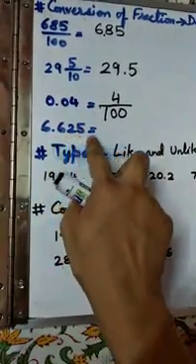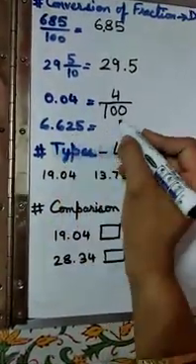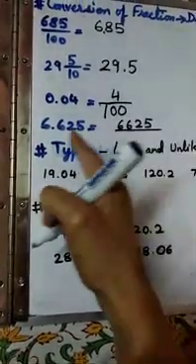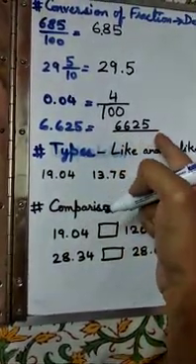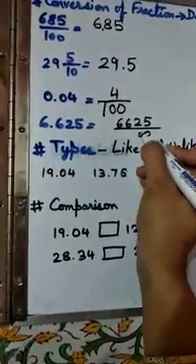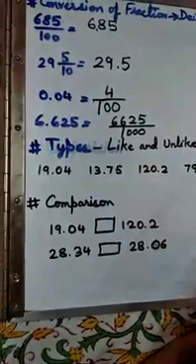Next is 6.625. So we are going to forget the decimal. We are going to form the numerator of our new fraction, 6625. Now count the decimal digits 1, 2, 3. That many zeros will come in the denominator followed by 1.